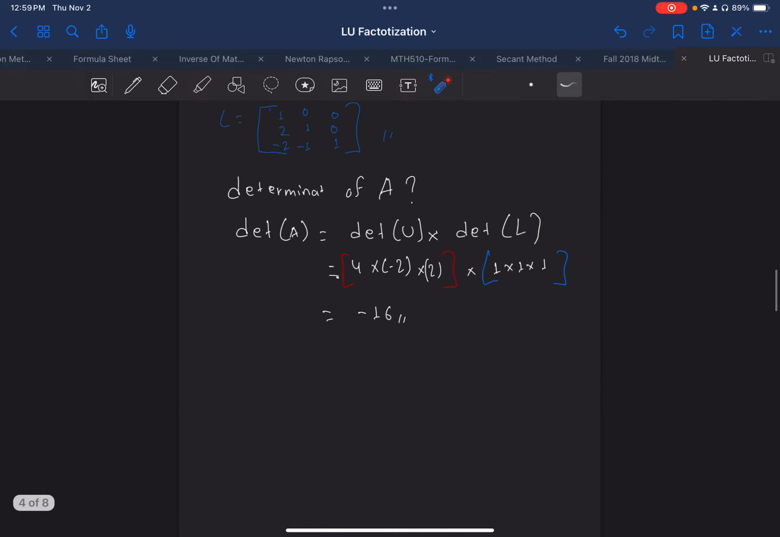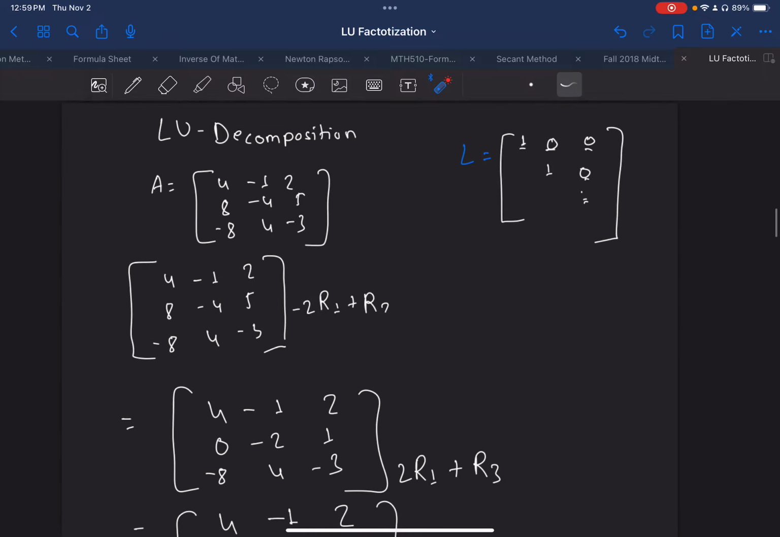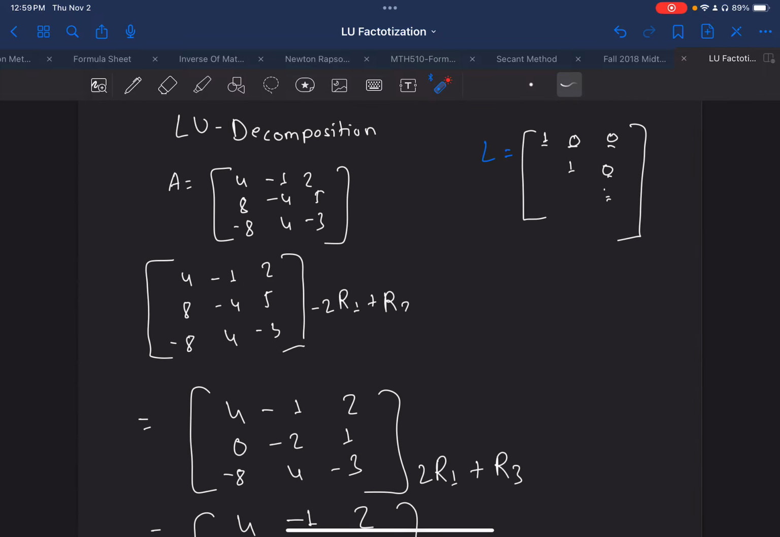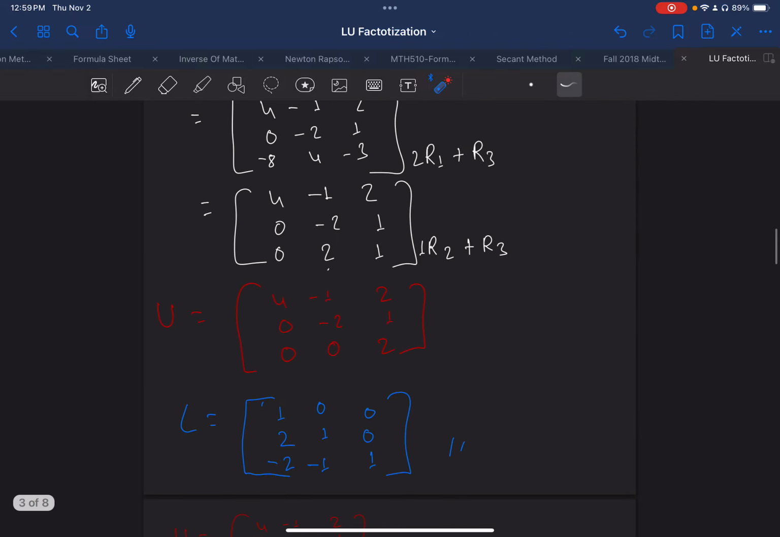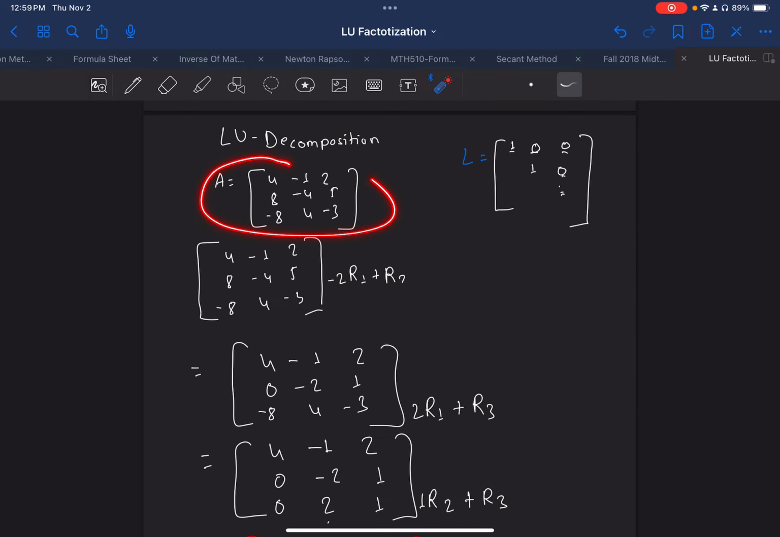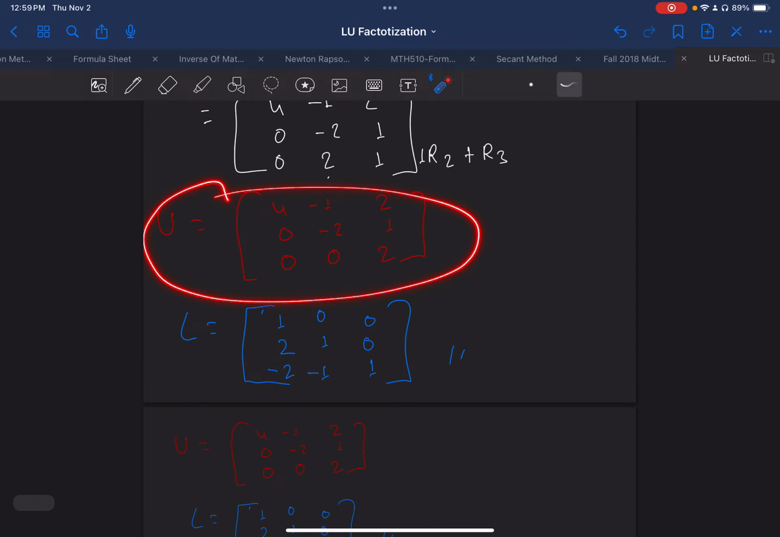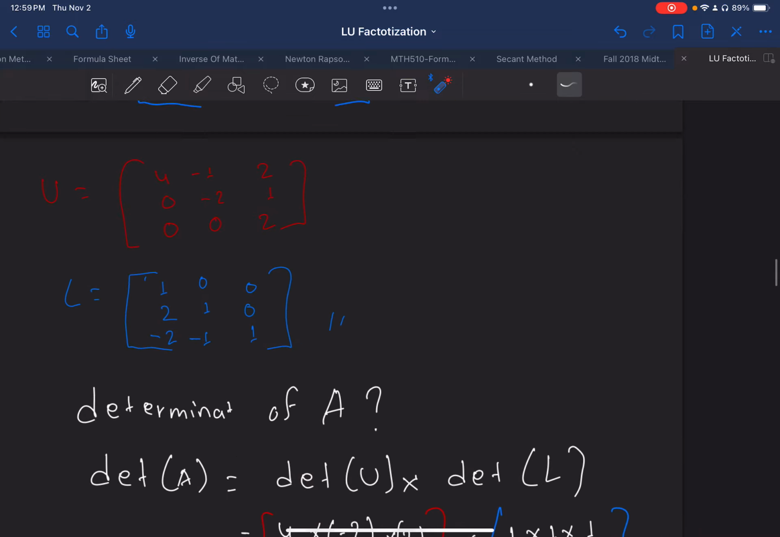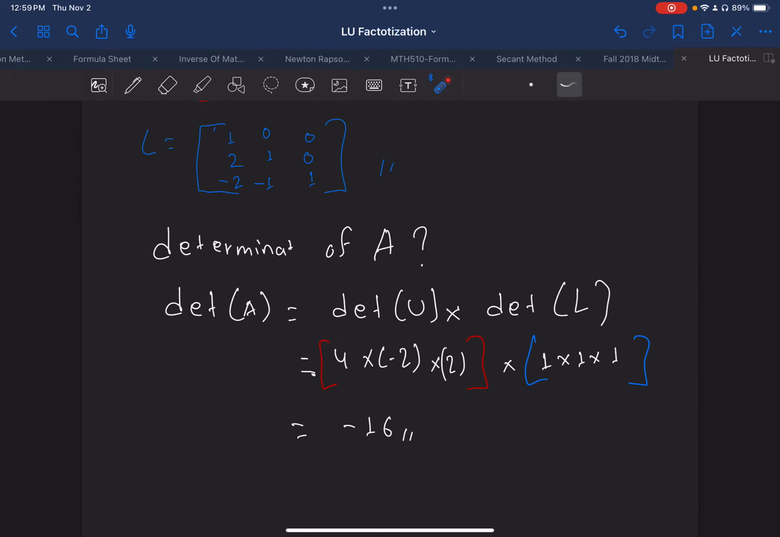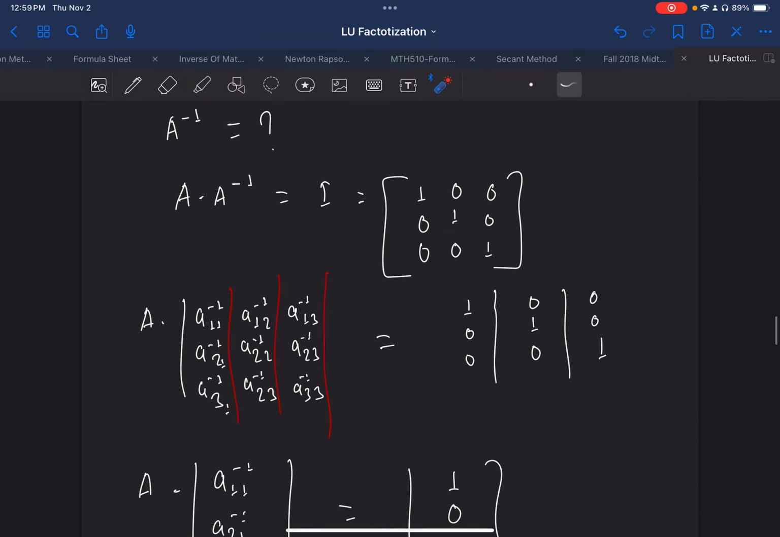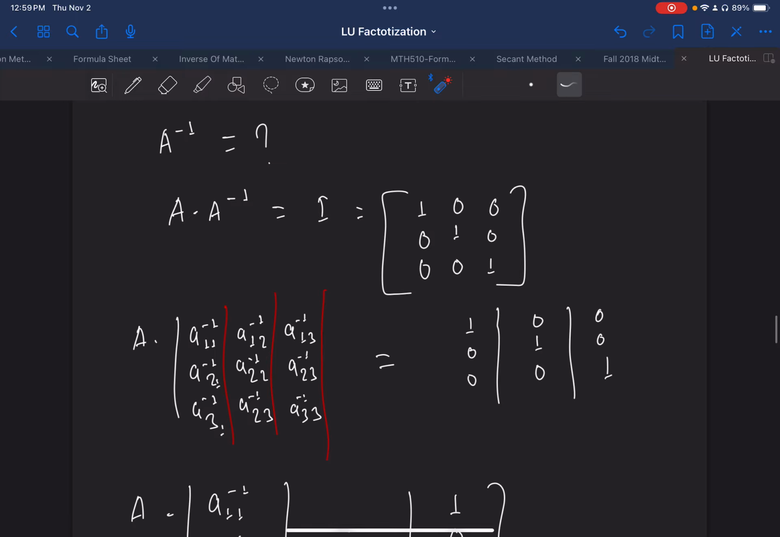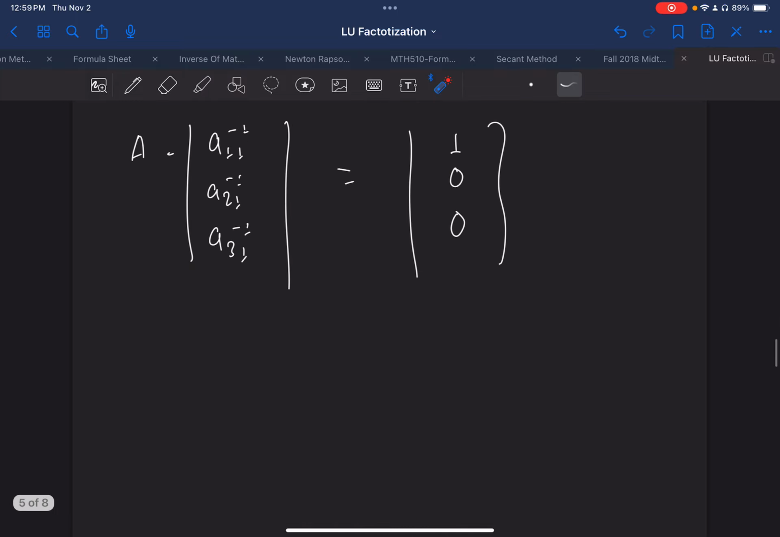Let's recap. First we talked about LU decomposition, how you can decompose this matrix A into an upper triangular matrix and a lower triangular matrix. After that, I taught you how to find the determinant of A using the upper triangular matrix and lower triangular matrix, right? It's super easy. Finally, I told you the concept of finding the A inverse, right? This one.